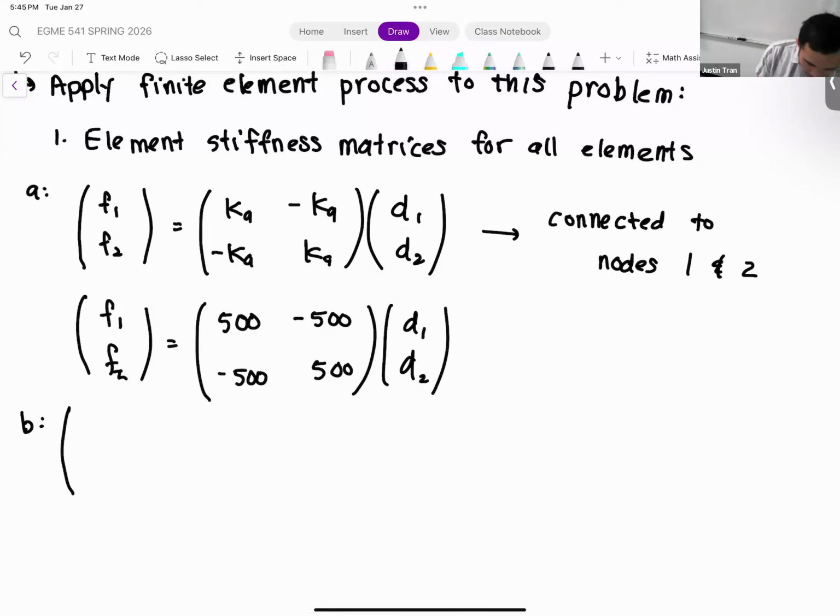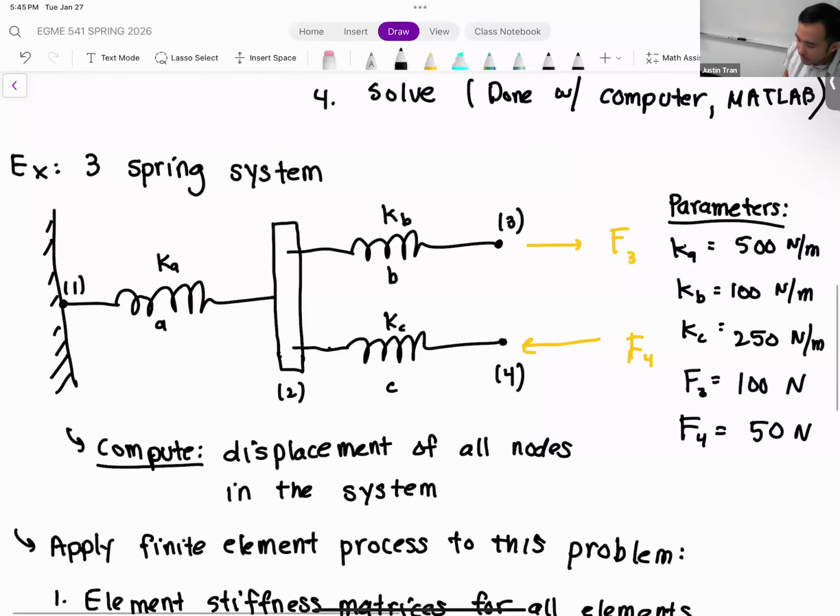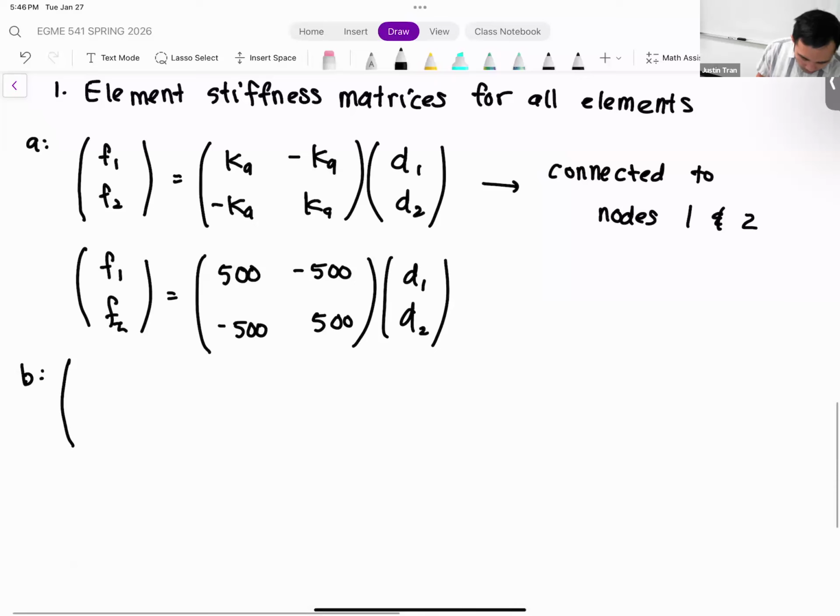Okay, so element B, if we go back to our problem figure, we can see that element B on the left-hand side is connected to node 2, so that is the wooden block. And on the right-hand side, we have the free node, which is where the force is being applied. That is node number 3, okay? So element B here, we're going to have F2, F3, okay, is equal to.